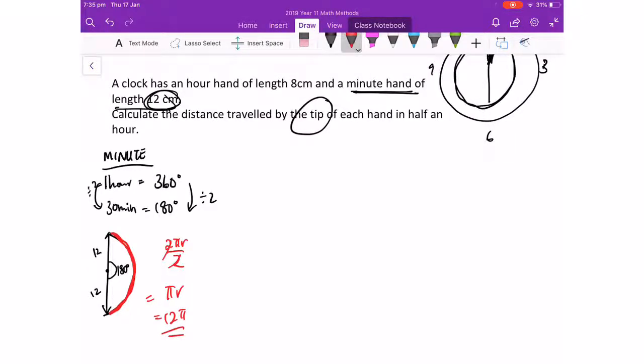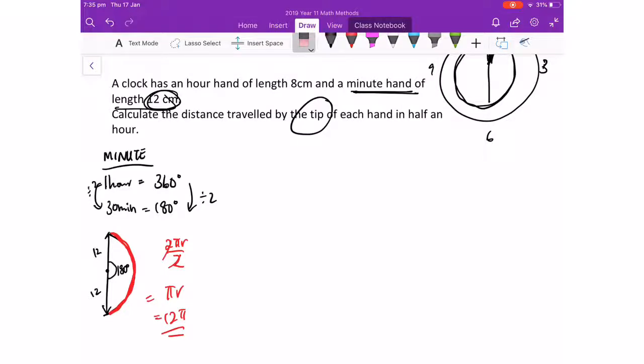Another way you could have approached this is theta over 360 times 2 pi r. And you would have noticed that it's just 180 divided by 360 times 2 pi r, where r is, sorry, not 8, 12. And in this case, that's basically half there, and then that cancels out with that, so that becomes 12 pi. All right, so we figured out that minute hand.